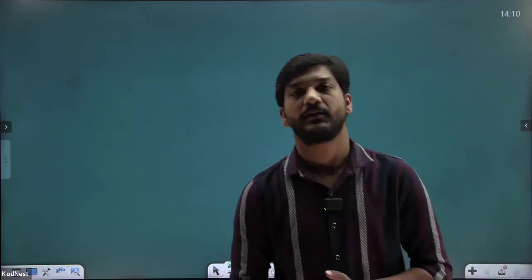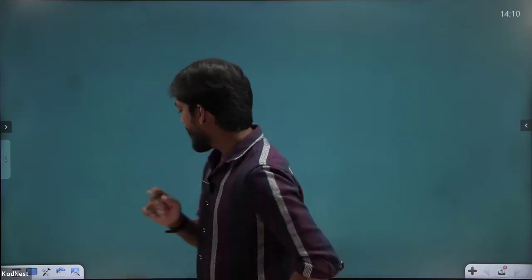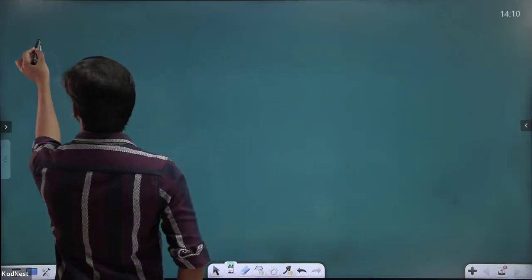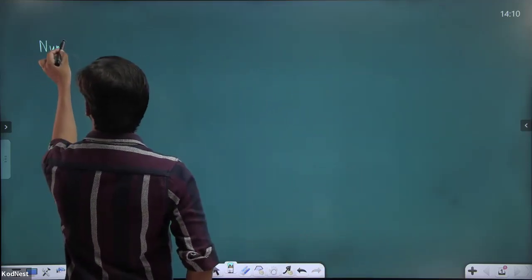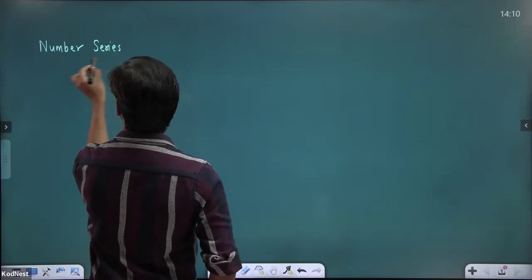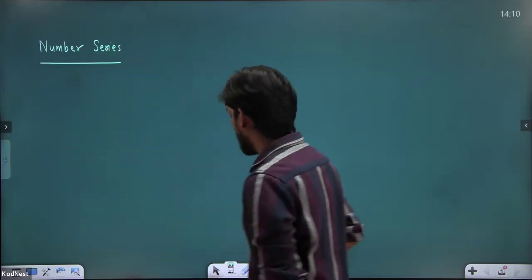All right. So, in the previous class we completed the time and distance topic. And now we are starting with a topic of reasoning, which is number series.